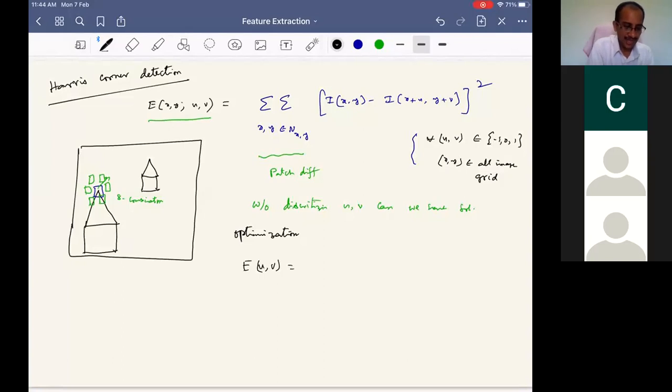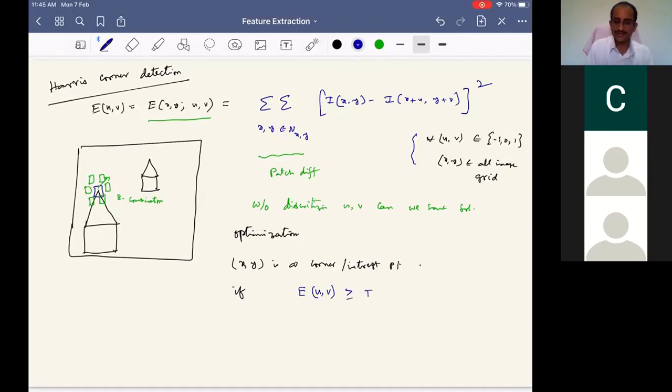If I define this as E of u comma v, what is it that I would like to identify? When is an x comma y a corner point or interest point? What is the condition now? E of u comma v has to be what? As we discussed before, what is the condition on this?